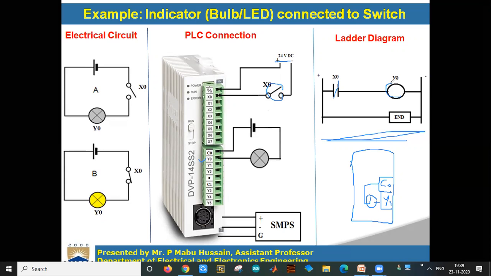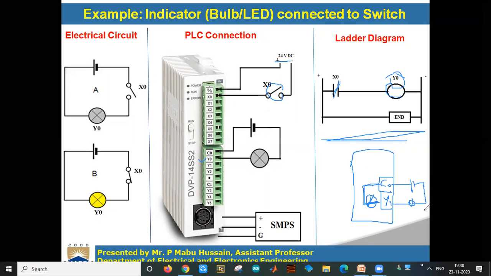So here, as per this program, whenever you press the switch, this X0 will be energized, and whenever X0 is energized, Y0 will be on. That means this contactor will close. Now whenever this contactor is closed, here we are connecting a bulb to your Y0. Here this is the bulb, which is connected to the power supply.